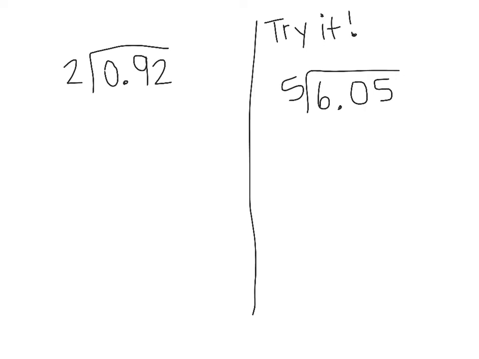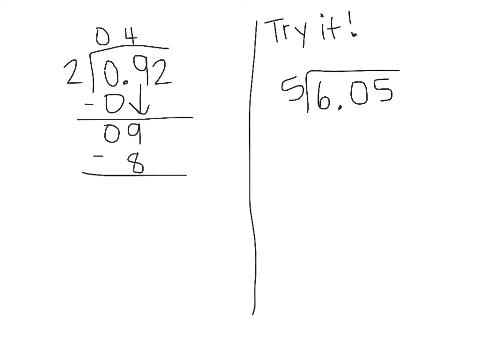Let's take a look at another example. We'll start by dividing our ones. So we'll do 0 divided by 2 is 0. 0 times 2 is 0. Subtract. Bring down our 9/10. 9/10 divided by 2 is 4. 4/10 times 2 is equal to 8/10. 9/10 minus 8/10 is equal to 1/10, which we regroup so that we have 12 hundredths.